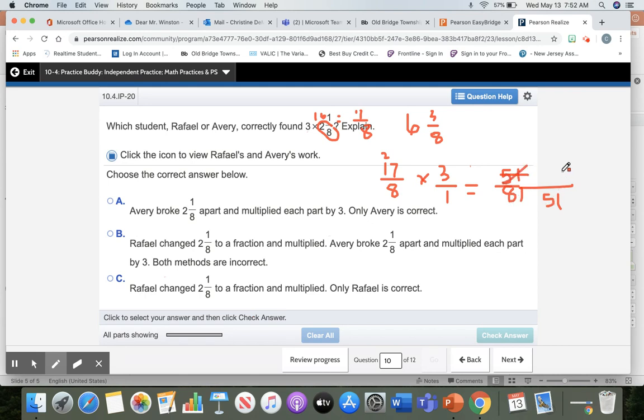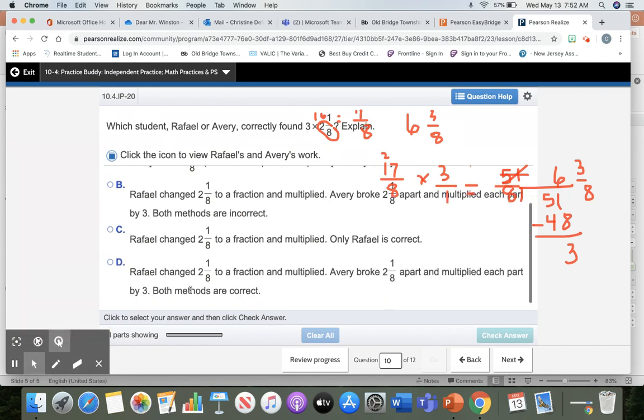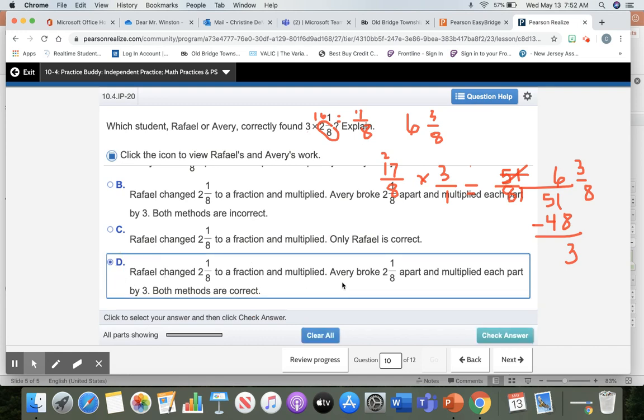How many times does 8 go into 51? Well, I know that 8 times 7 is 56, so that's too much. That means 8 times 6, which is 48. Now I'm going to subtract. I have 3 left over, and my 3 goes over my denominator. I can see I have the same answer for both students, so that tells me that both methods are actually correct. It doesn't matter if you put the mixed number into an improper fraction first or if you break it apart.